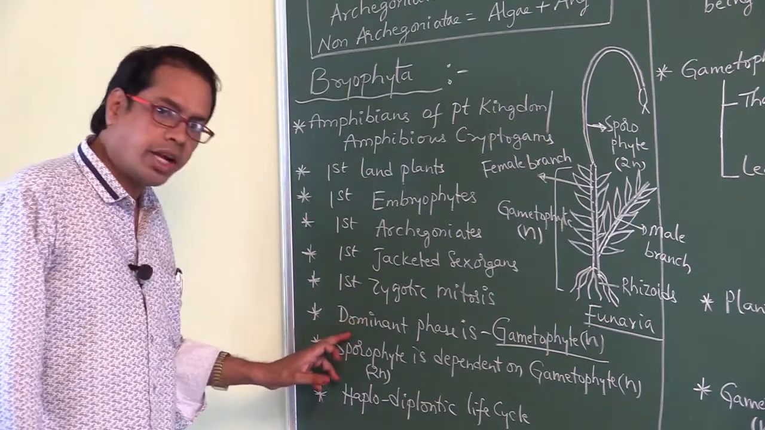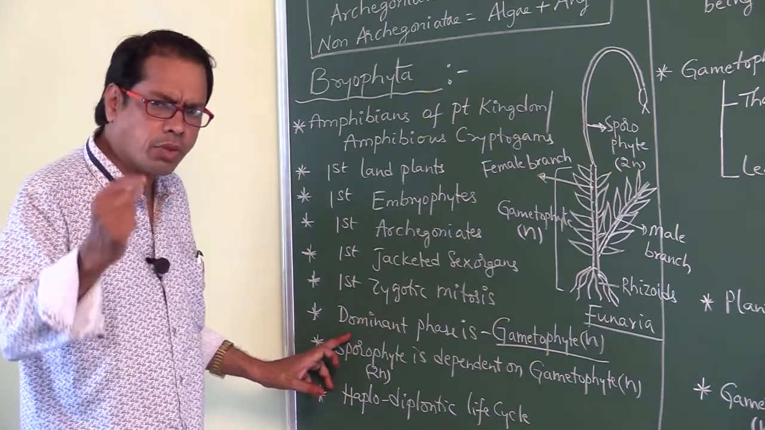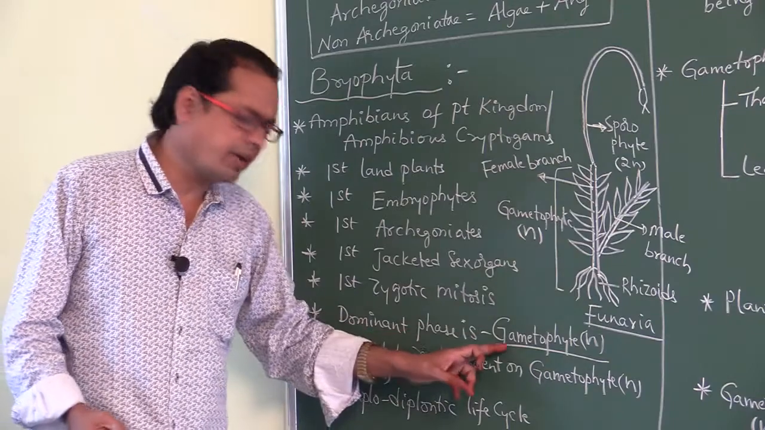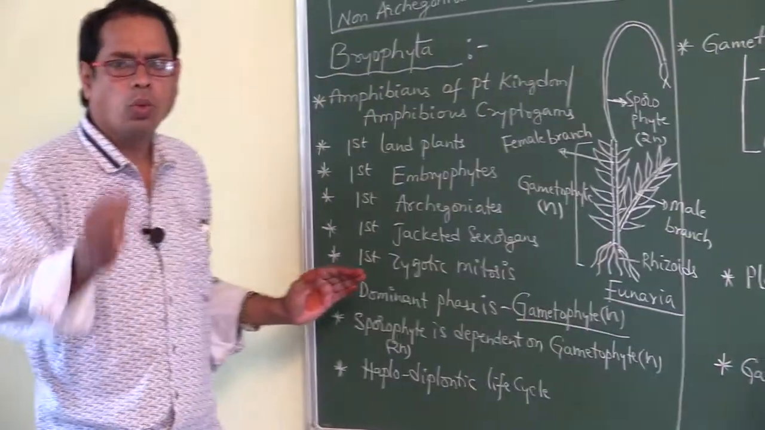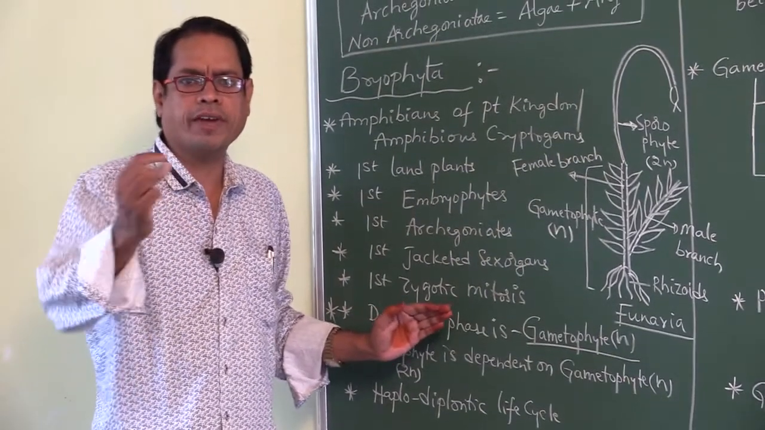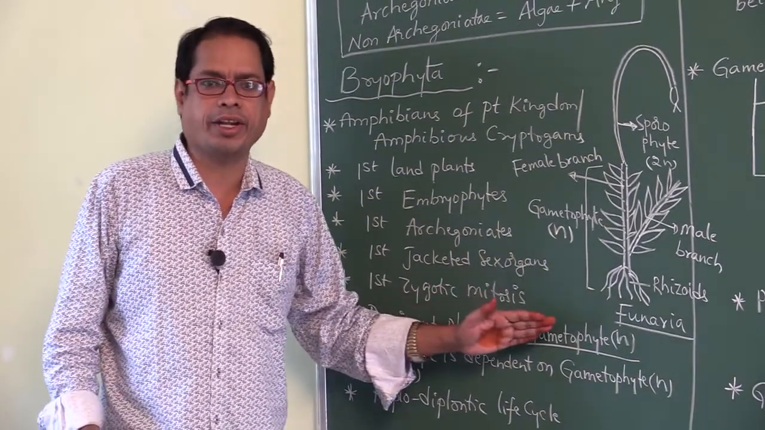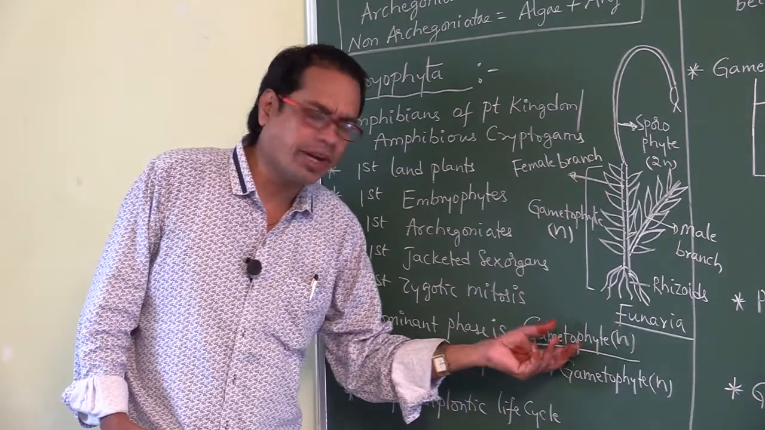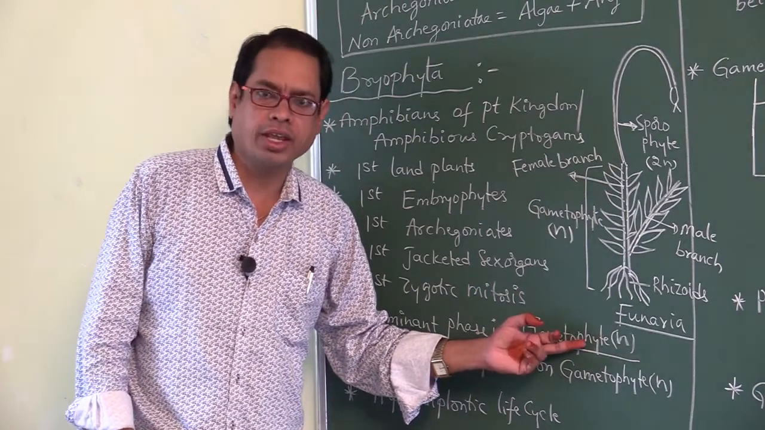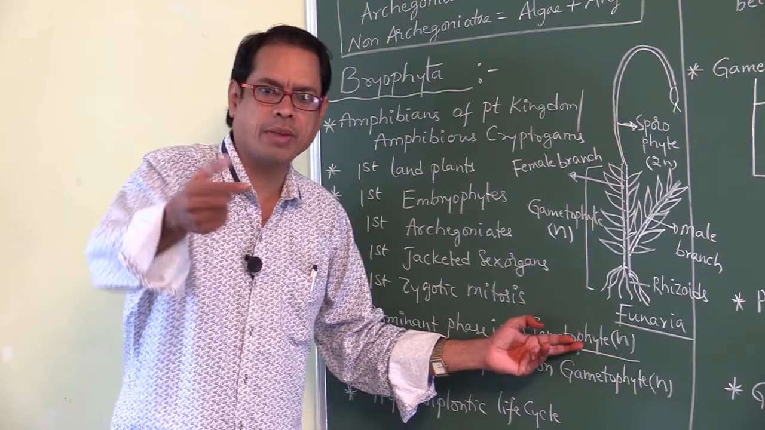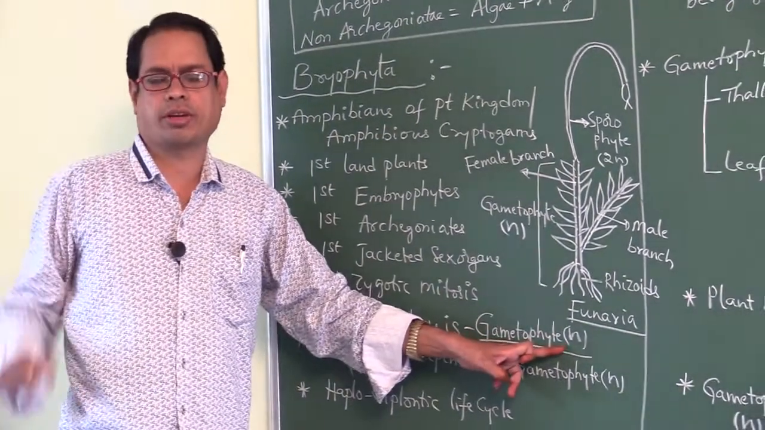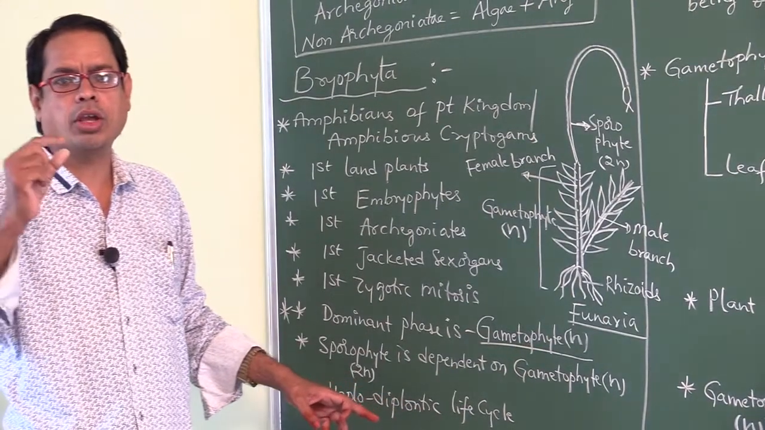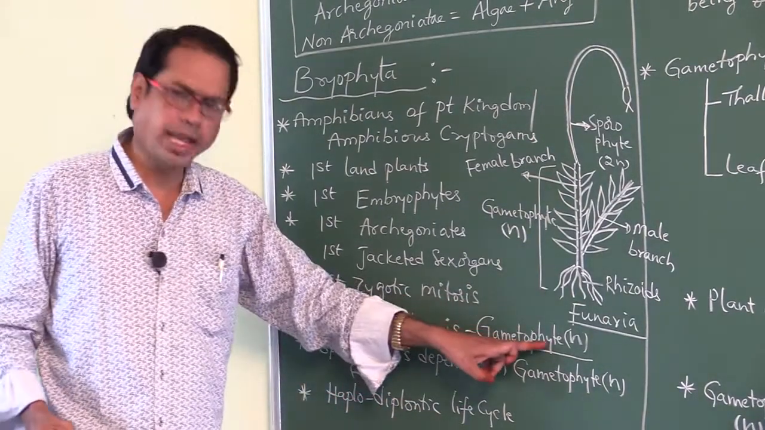Right. The dominant phase in Bryophyta is gametophyte. This is a very, very important point, my dear students. Try to remember that the dominant phase in Bryophyta is gametophyte. What does gametophyte mean? Phyte means phase. The phase that produces gametes is called gametophyte, which is haploid in nature. So, the dominant phase in Bryophyta is gametophyte.